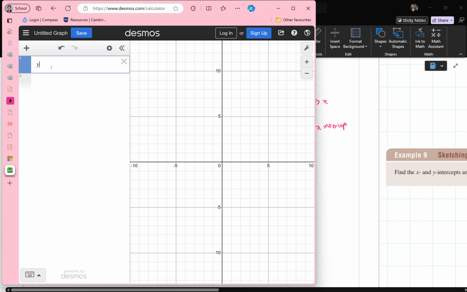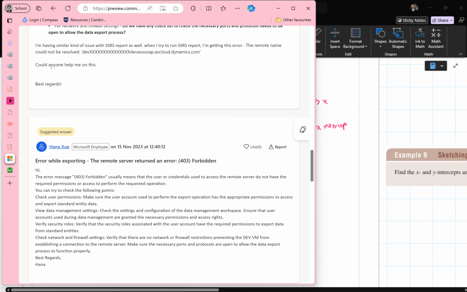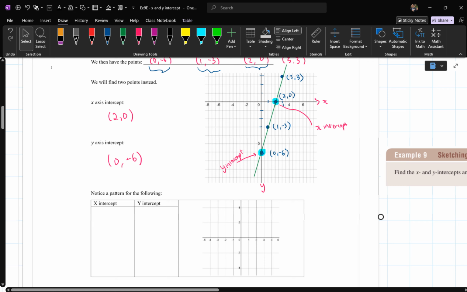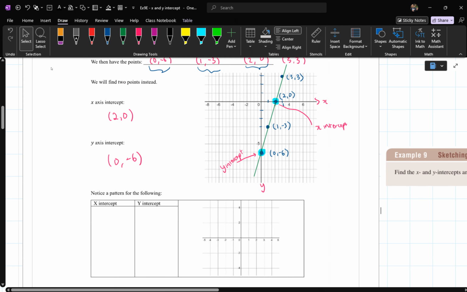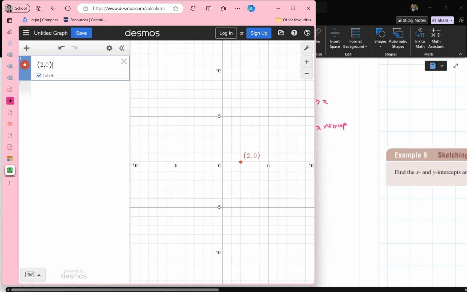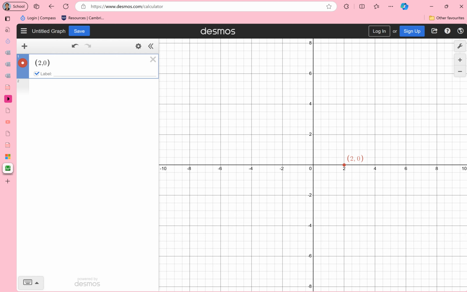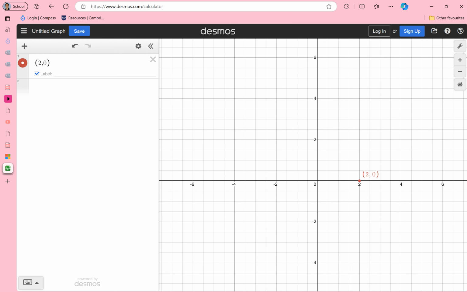Now let's type in our equation. Not our equation, actually. What was it again? Oh yeah, I wanted to show you the pattern of the x-intercept and y-intercept. So we had two points, so bracket, 2, 0, wasn't it? Yes, (2, 0), that's our x-intercept. Now, I want you to have a look at this. That point is on the x-axis, right? So it's at (2, 0).